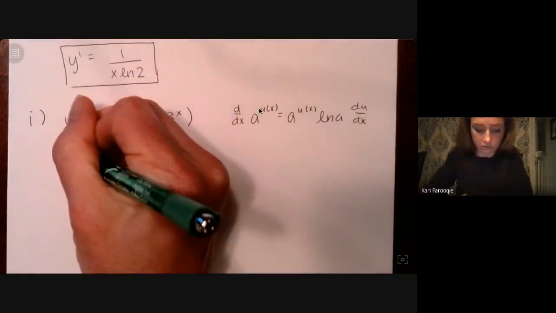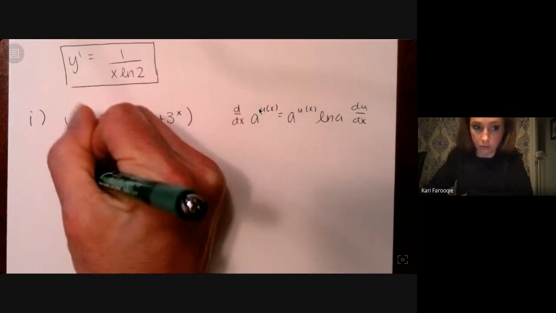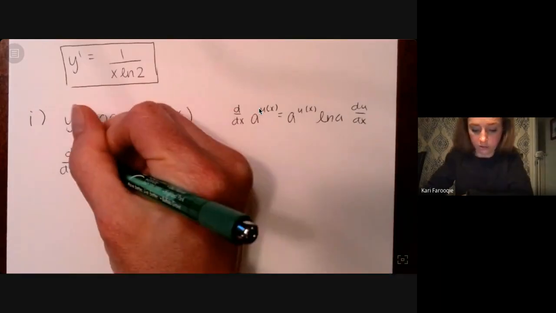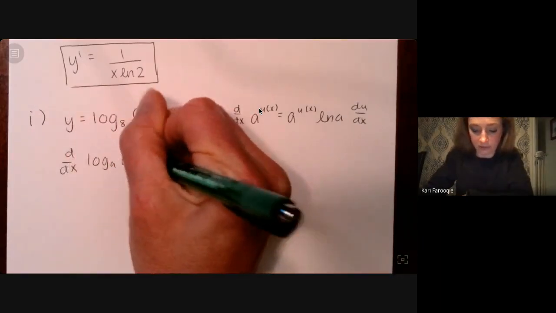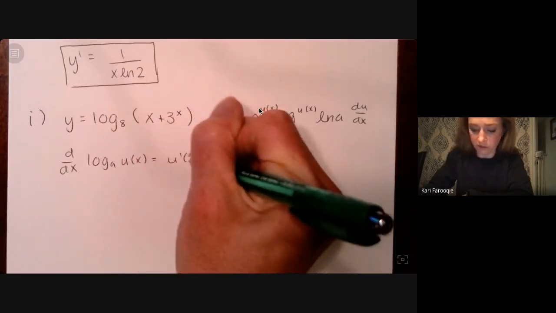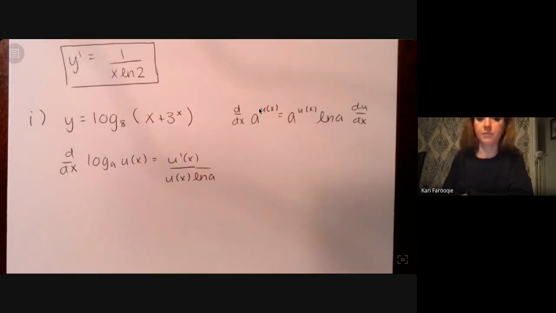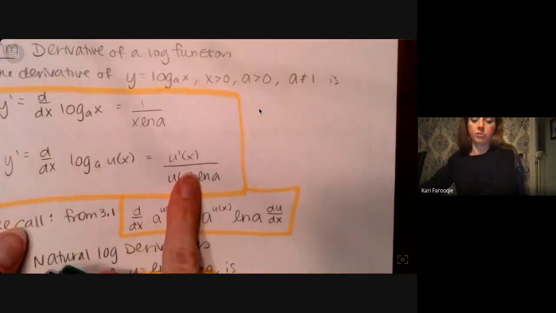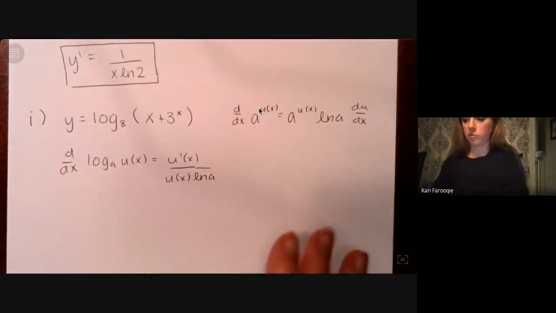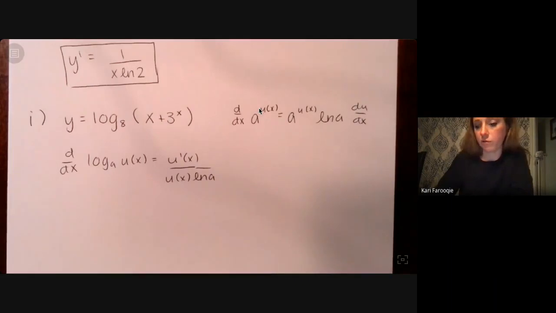So the derivative with respect to x of the log base a of u of x is u prime of x divided by u of x times the natural log of a. So this I gave you at the beginning of 3.4. Okay, so these formulas we're going to use together to find the derivative of this example I.